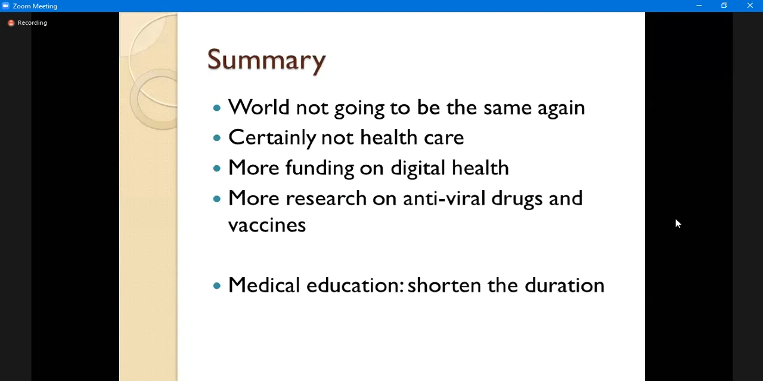And there'll be more research on antiviral drugs and vaccines, and I'm sure people will develop what are called broad spectrum antiviral drugs, which are effective for different types of virus, rather than focusing on one particular virus, because that will come to the rescue in a future epidemic. In medical education, people will try to shorten the duration.